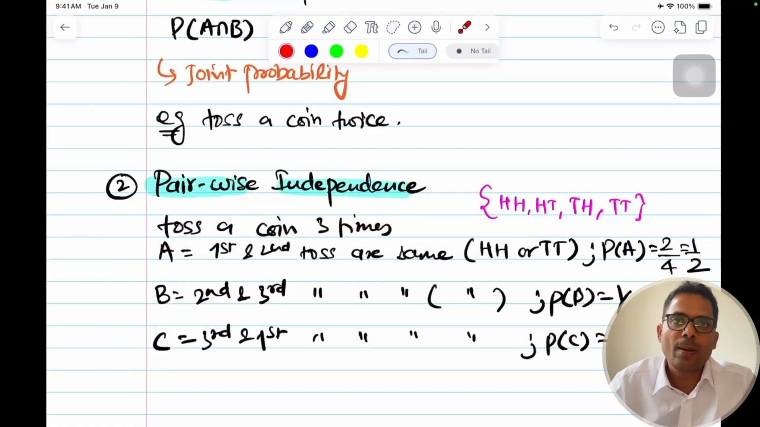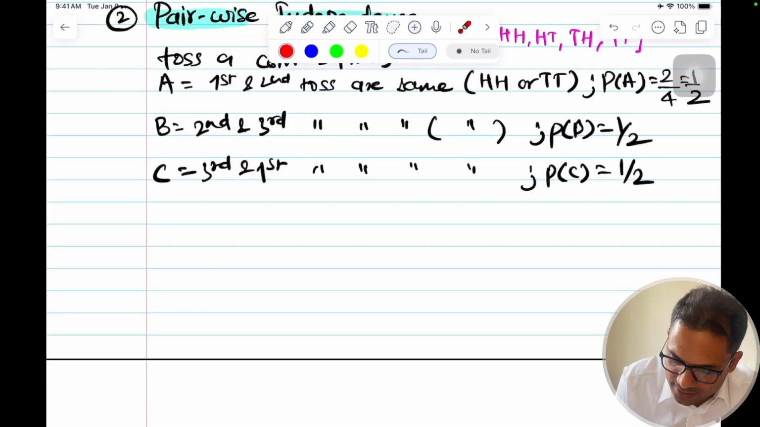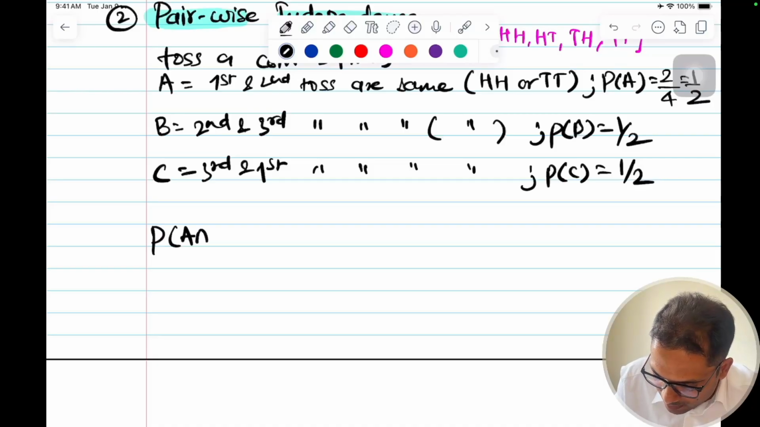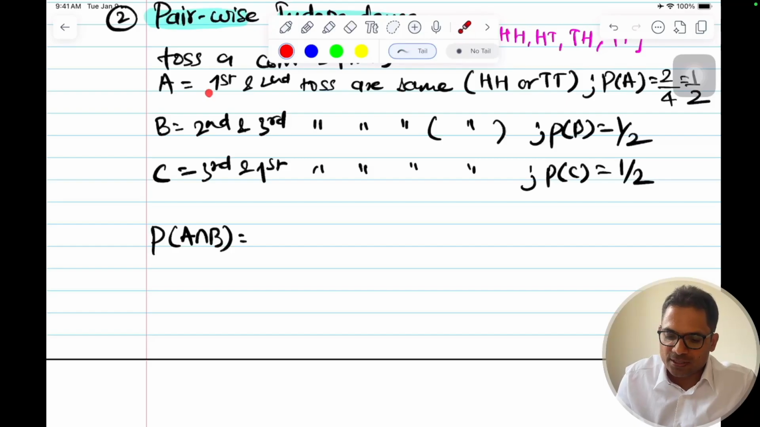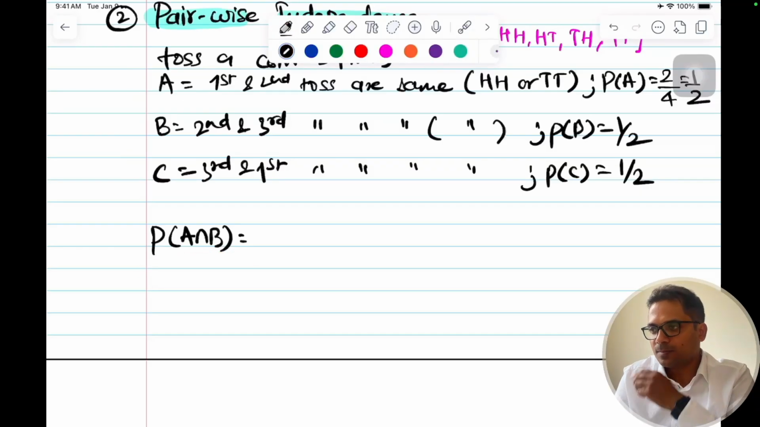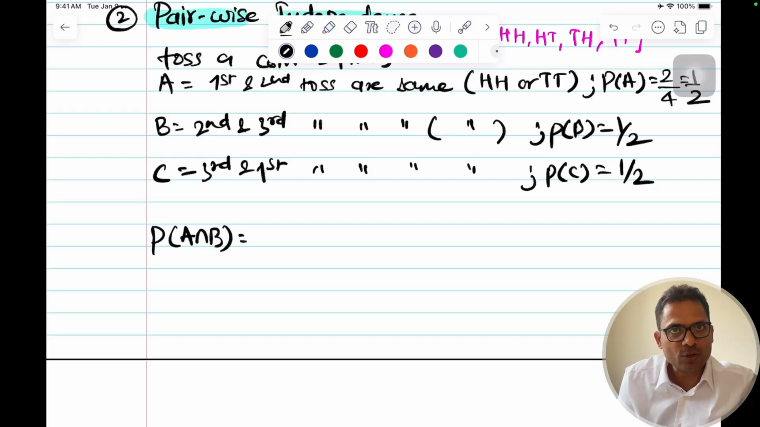So now let's check for pairwise independence. Pairwise independence means, for example, if we check A and B, what will be P of A intersection B? A and B both happen. What does this mean? A means I get the same outcome in the first and second toss, and B means I get the same outcome in the second and third. So if I want A and B both to happen, this means that I get the same outcome in all the 3 tosses, A, B and C. It means all the 3 times I toss, I get the same outcome. This is what A intersection B will mean. I hope you get the point.